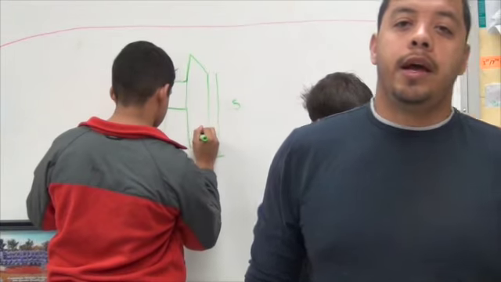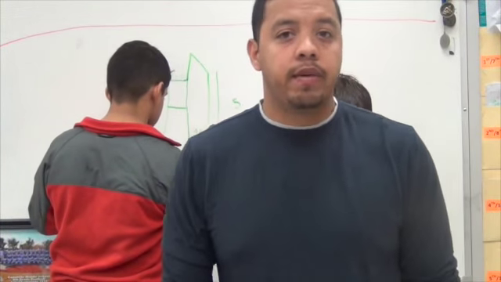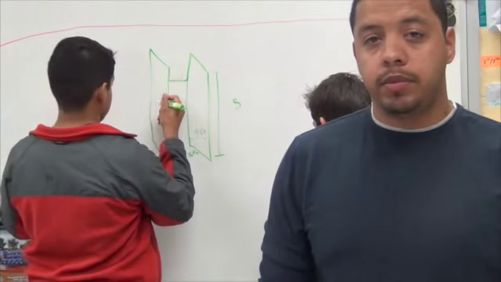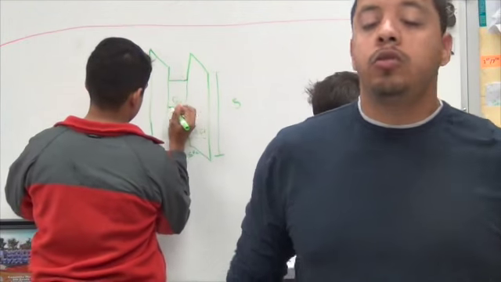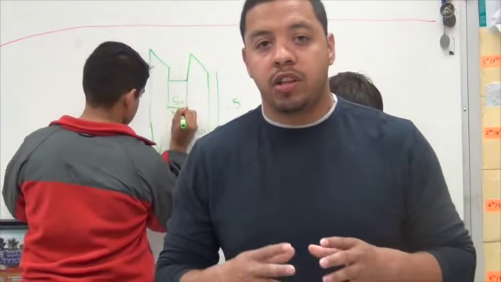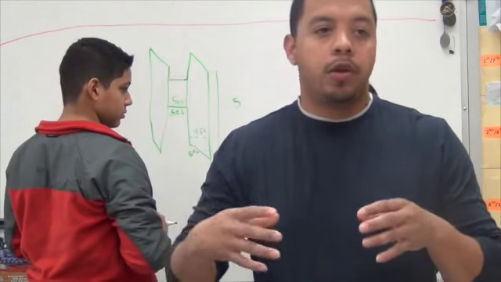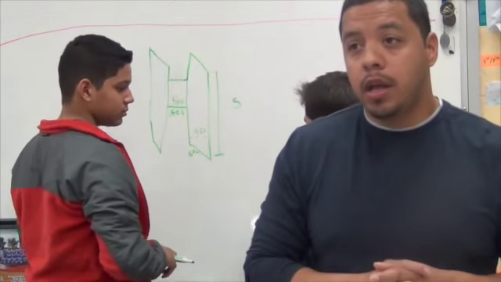Okay, so today we're going to be working on problem number 47. Problem number 47 involves finding the area of irregular shapes. Now the thing about irregular shapes is that most of these irregular shapes are composed of other regular shapes. So for example, a combination of rectangles, a combination of squares.